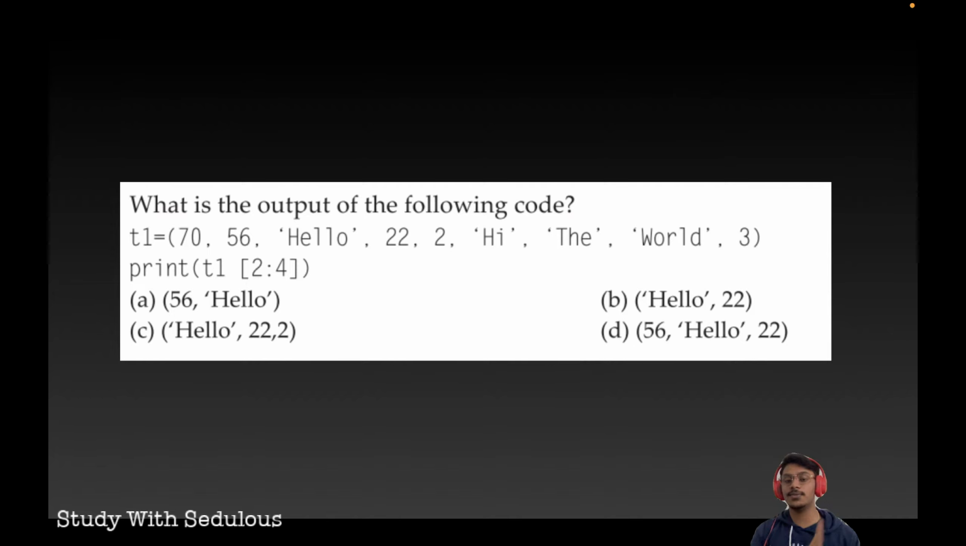What is 2 here? 70 is index 0, 56 is 1, hello is 2. So hello and 22. Which option do we have? We have the option B. Hello 22.